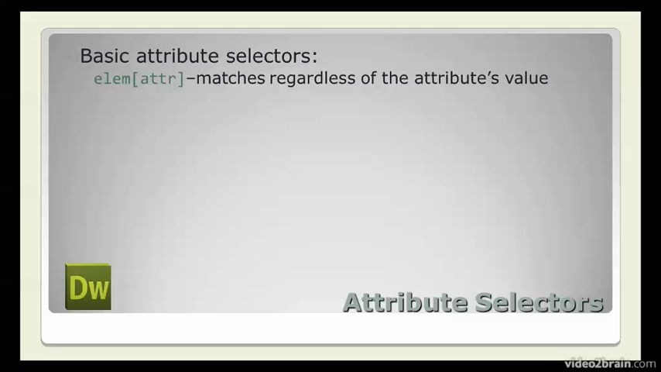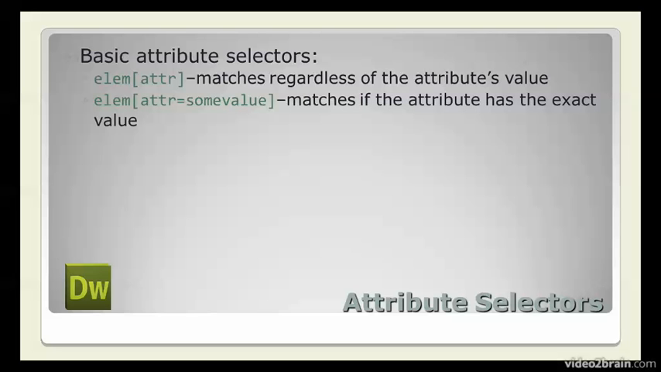The basic attribute selectors look like this. In this example, LM represents the tag name and ATTR represents the name of the attribute, which goes between a pair of square brackets. Putting the attribute name in quotes is optional. This type of attribute selector matches regardless of the attribute's value. Then ATTR equals some value matches if the attribute has that exact value. Again, it doesn't matter if you put the value in quotes.